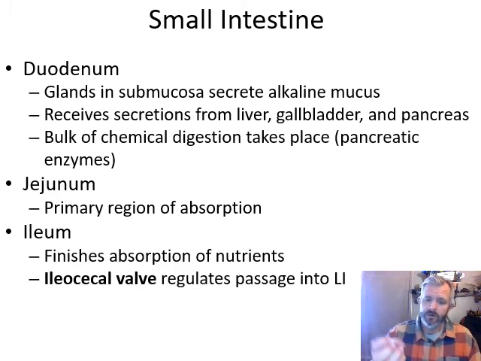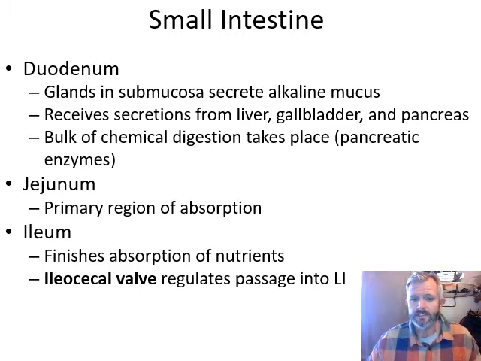The bulk of the chemical digestion is going to begin in the duodenum, because this is where we're getting the pancreatic juice. Right? And after the duodenum, it is a very small stretch, which basically wraps around the stomach there, of the small intestines. After the duodenum, we move into the jejunum.